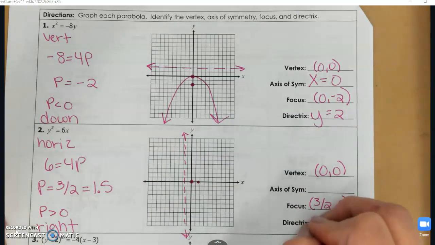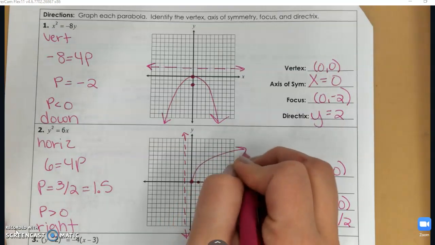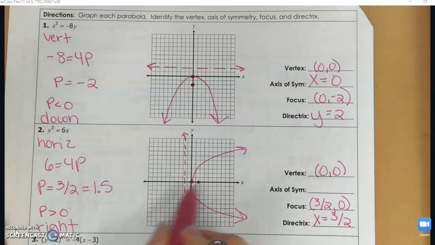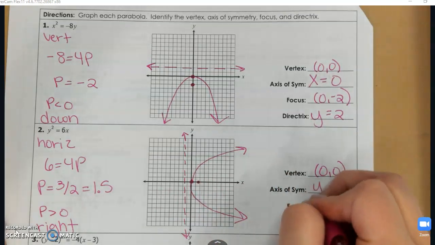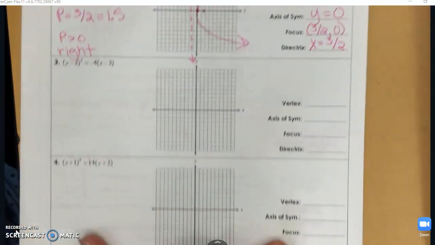And the equation for that line is x equals 3/2 or 1.5, however you'd like to say it. There's my parabola opening to the right. My axis of symmetry is the x-axis here, so that is along the line y equals 0. Let's keep practicing with our graphing.